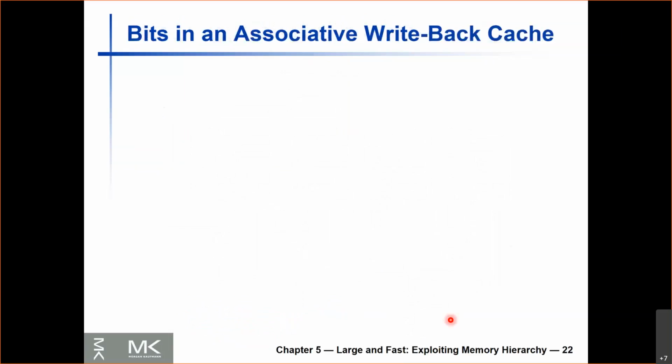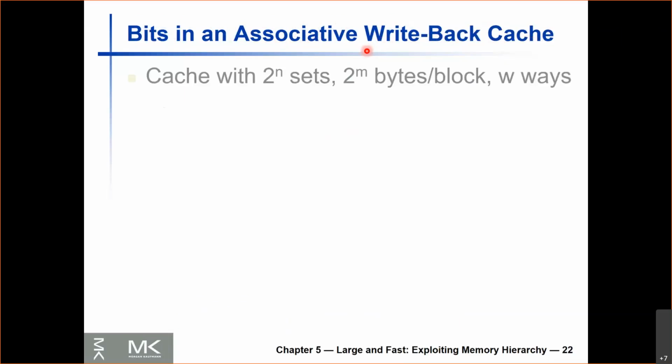Okay, so let's take a look in general at bits in an associative cache. And to make this interesting, I'm going to make this a write-back cache. So let's say we had an associative write-back cache. How are my bits going to be divided? If I have a cache with 2 to the power n sets and 2 to the power m bytes per block and w ways, how do I divide my address when I'm accessing the cache?